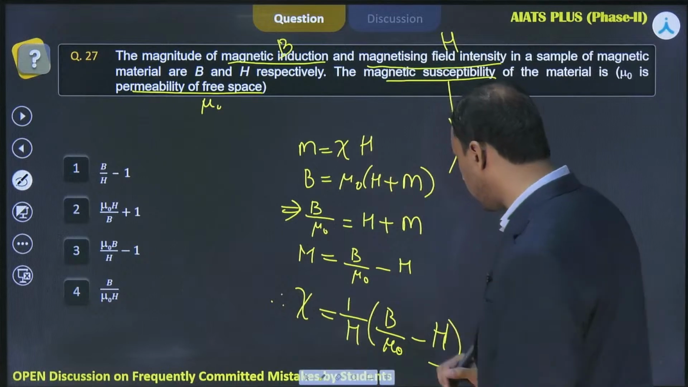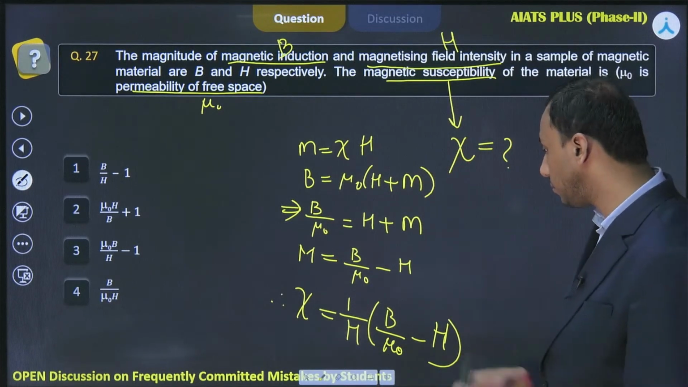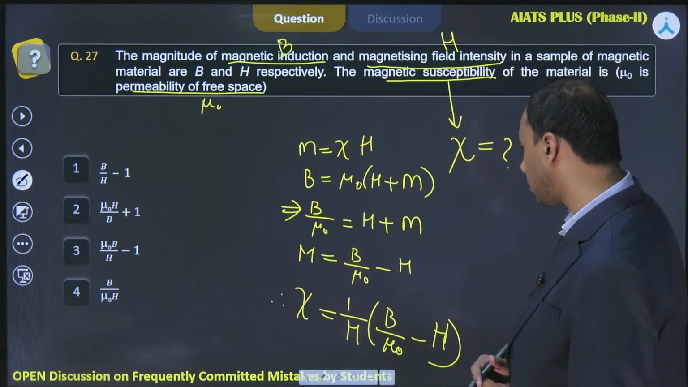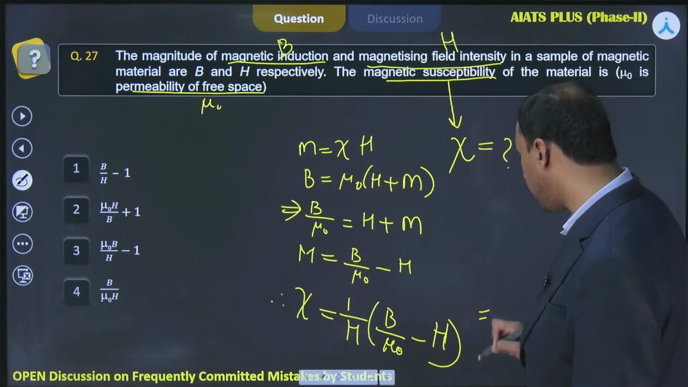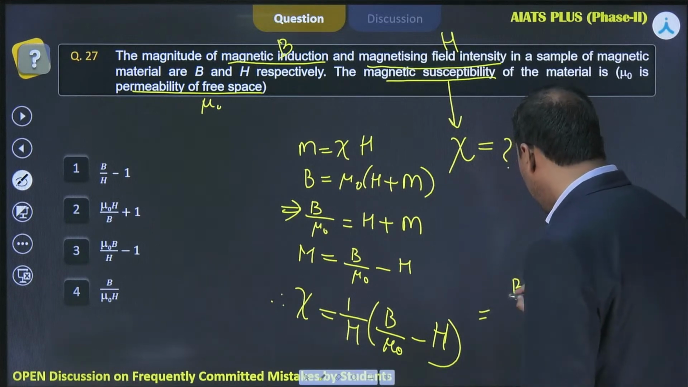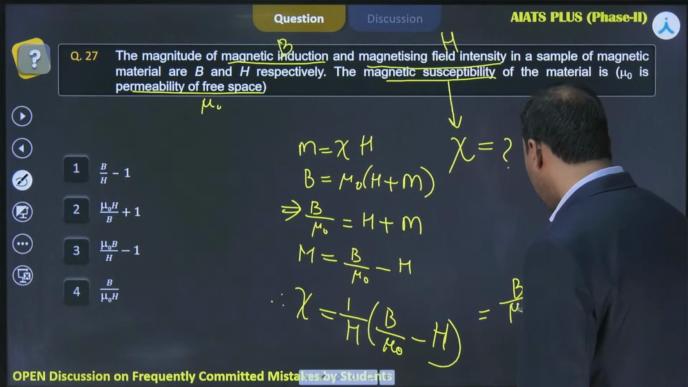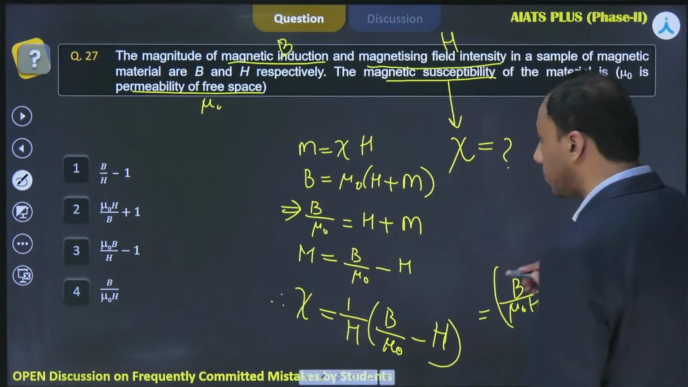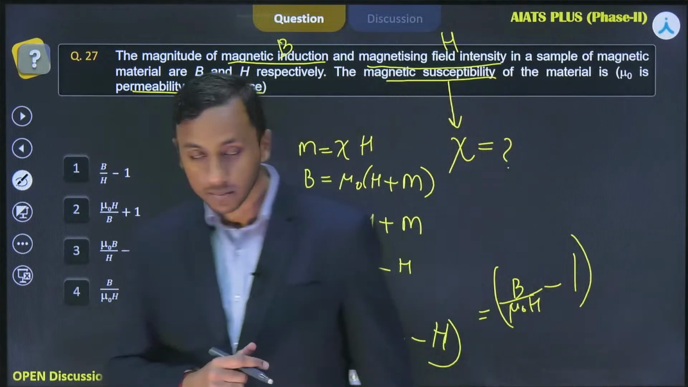Right? Check the answers, which one it should be. Xi, right? So if you solve it, you will get B by mu naught H minus 1, right? B by mu naught H minus 1. All right, very well.